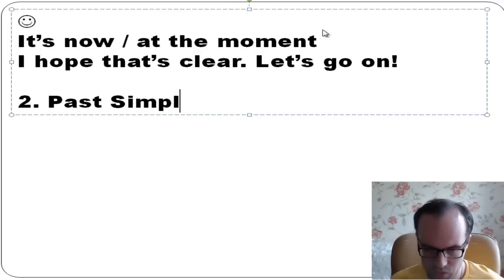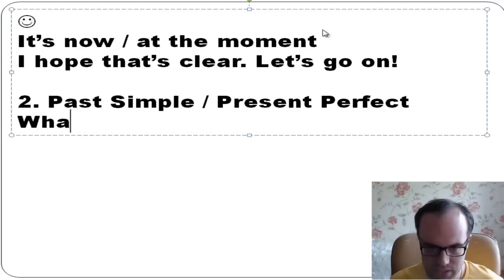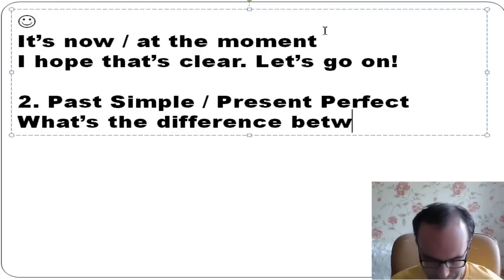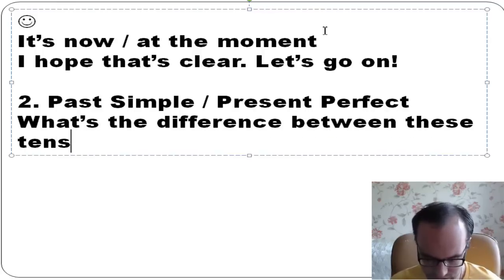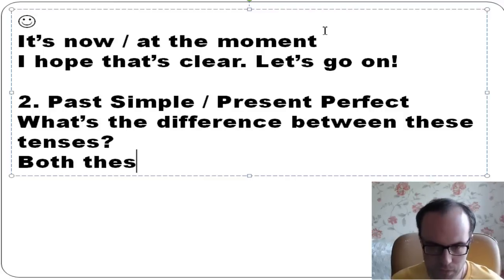Okay, next. So, what about past simple and present perfect? What's the difference between these tenses? Who knows? Okay? So both these tenses are about the past.